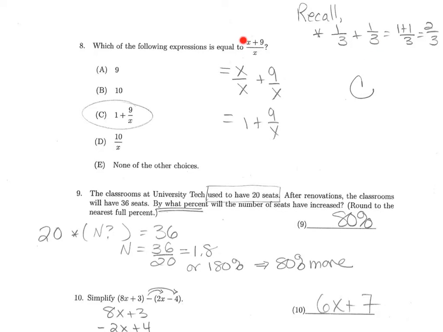So we can pull these two pieces of the numerator apart. So we get x over x plus 9 over x. If we went back up again, we'd say x plus 9 over same denominator, keep it x, and we get this guy. X over x, we divide those out to just get 1, so it's 1 plus 9 over x, which is C.